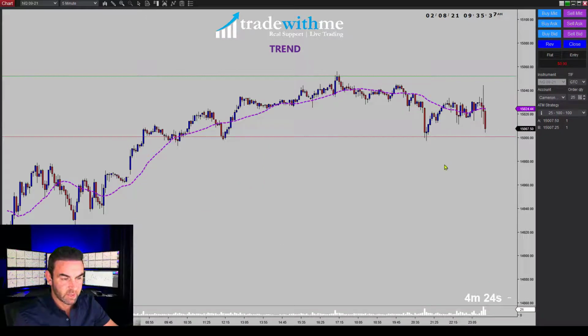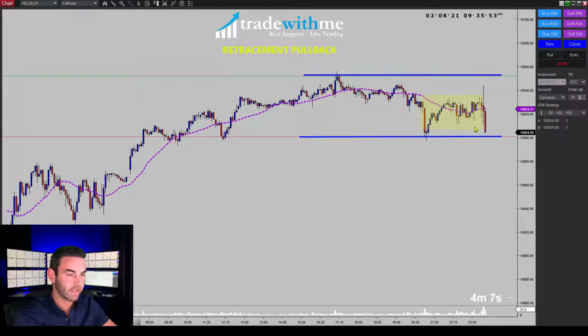If I go to this 5-minute time frame again, high, low, lower high, and I'd be looking for a breaking of this low for confirmation that it's downtrending. The other thing I'm looking for is a retracement or a pullback. You can see here we've definitely got a retracement or a pullback of this level here. So down and across, retracement.